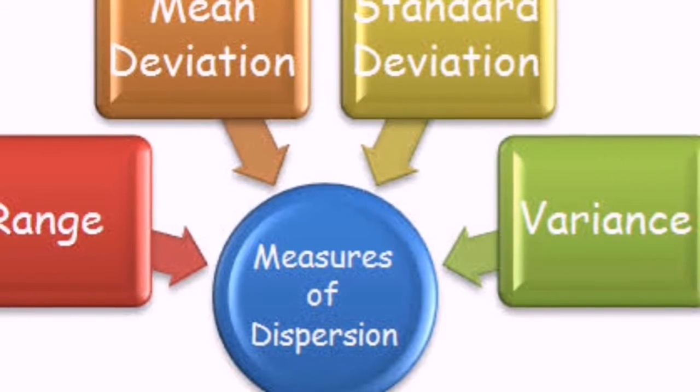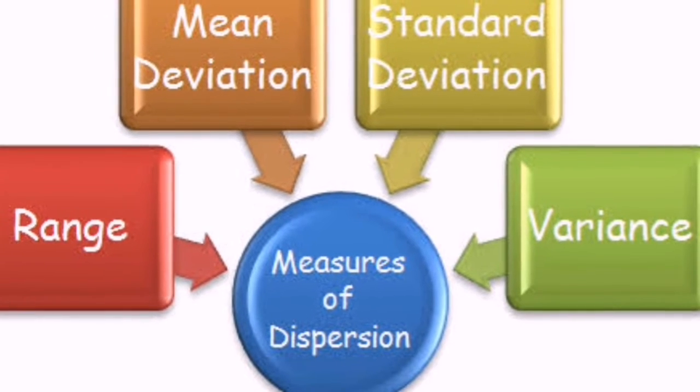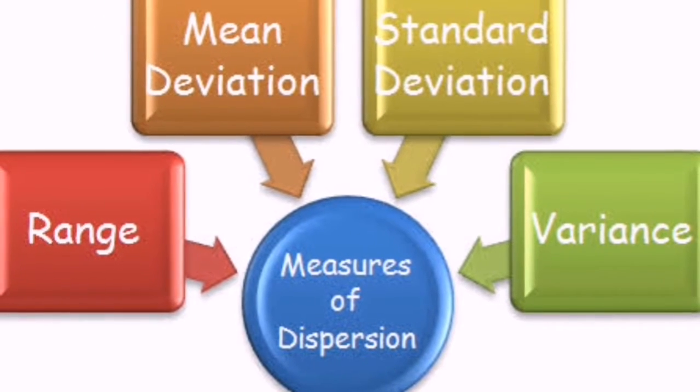Second is measures of dispersion. It shows the scatterings of the data that tells the variation of the data from one another as a result of how much data vary from their average value.